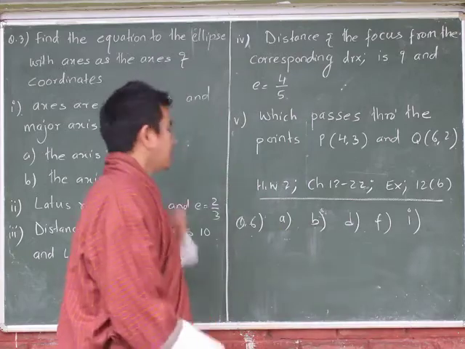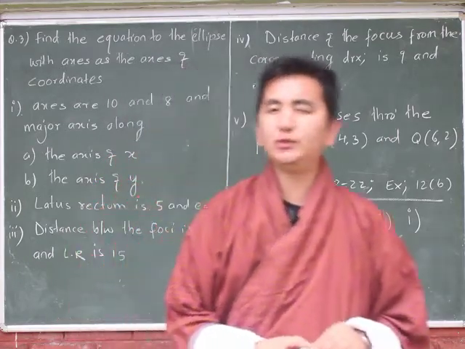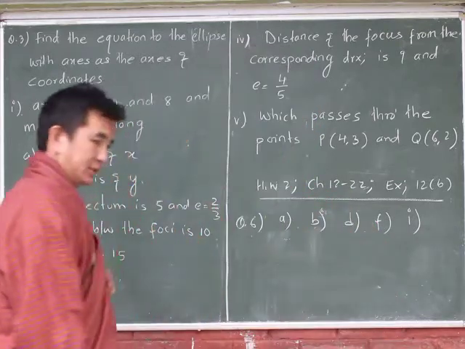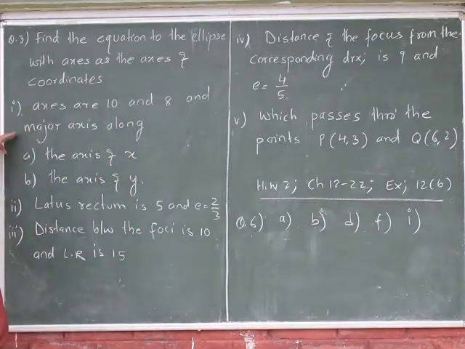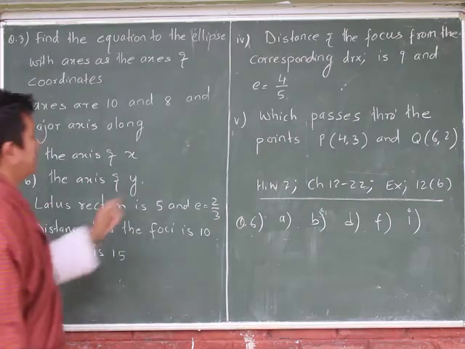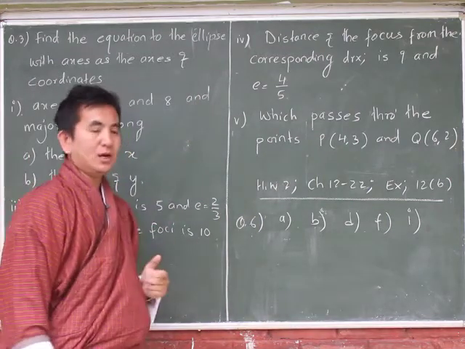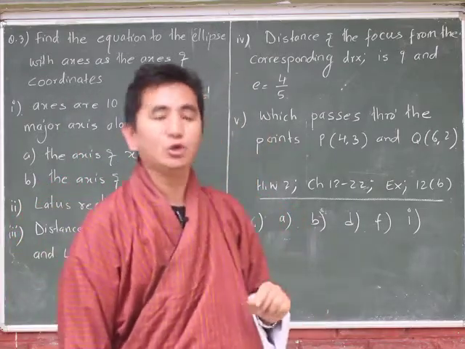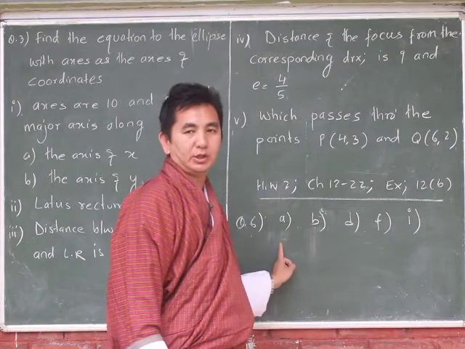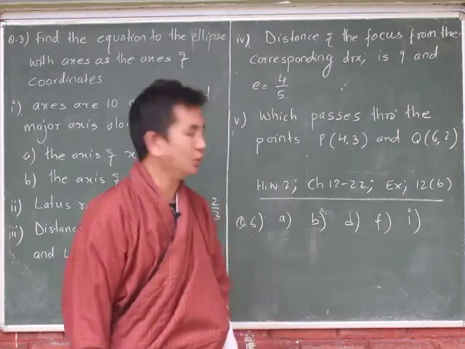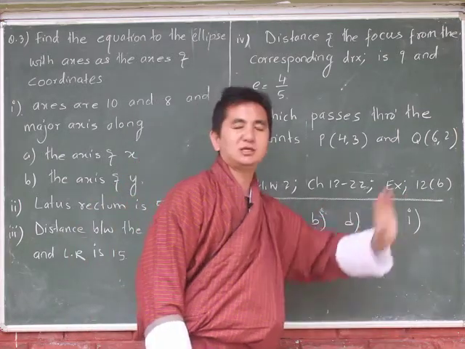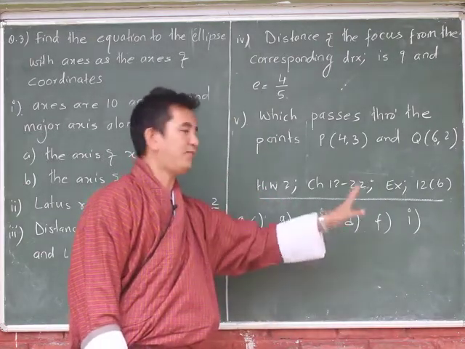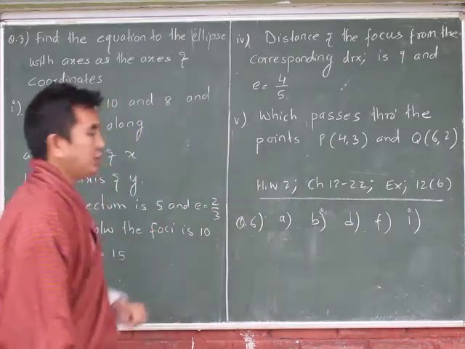So now under question number 3, here we need to find the equation of the ellipse from given conditions. Under this question number 3 we have sub questions 1, 2, 3, 4, 5. After completing till this sub question 5, you should be able to solve homework number 2, chapter 12, page number 22, exercise 12B. Under question number 6, there are sub questions A, B, D, F and I, which I will solve somewhere here.